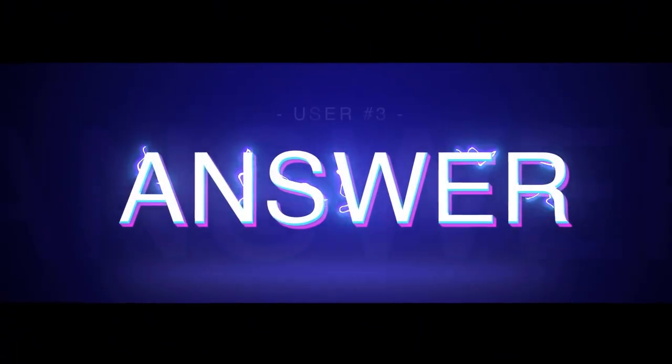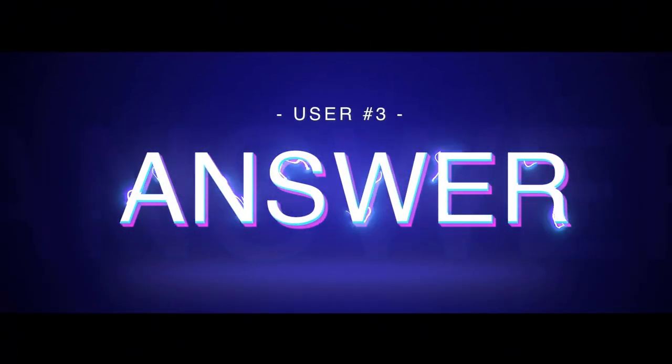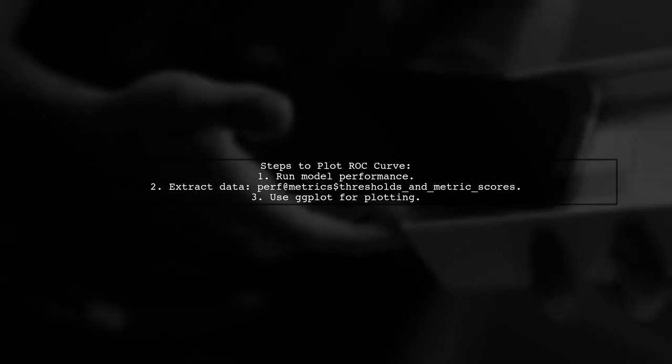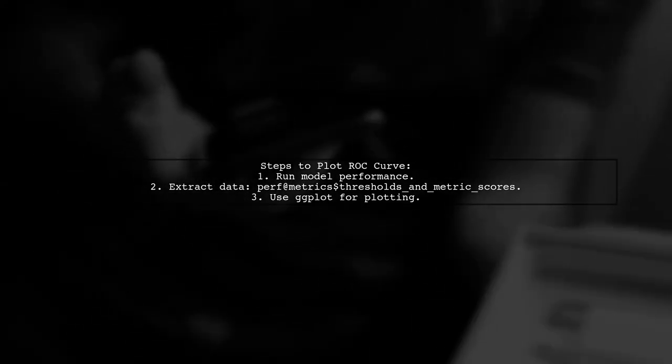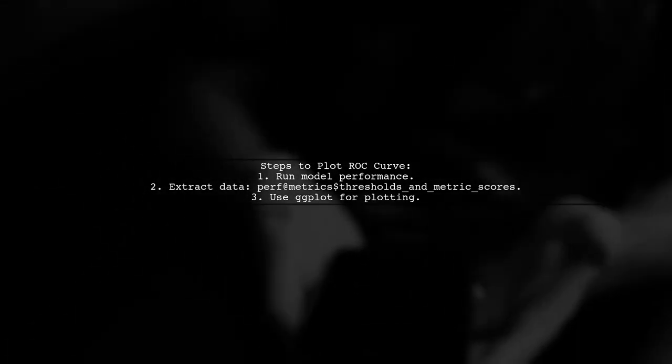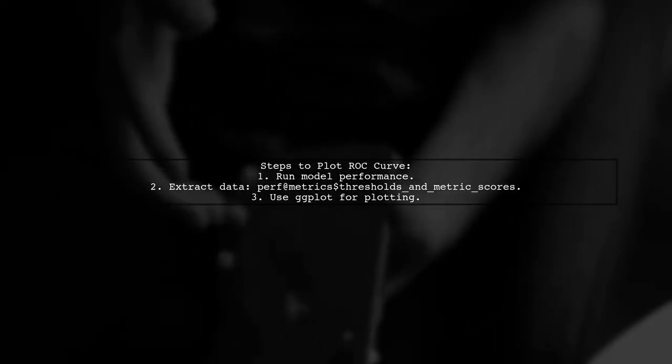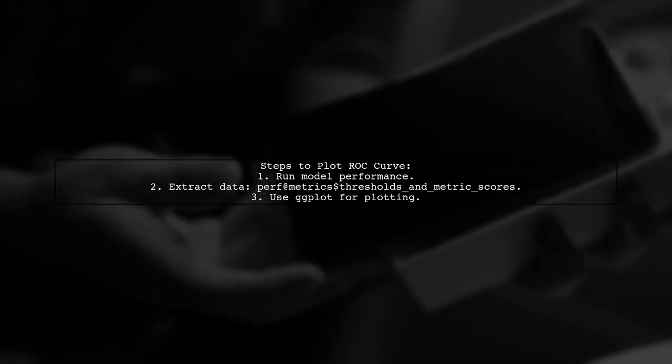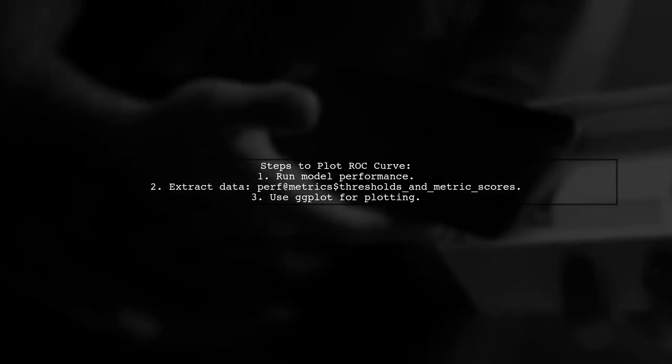Let's now look at another user-suggested answer. To plot the ROC curve of an H2O model in R, first run the model performance and extract the necessary data using the thresholds and metric scores. You can then use ggplot to create the ROC curve.